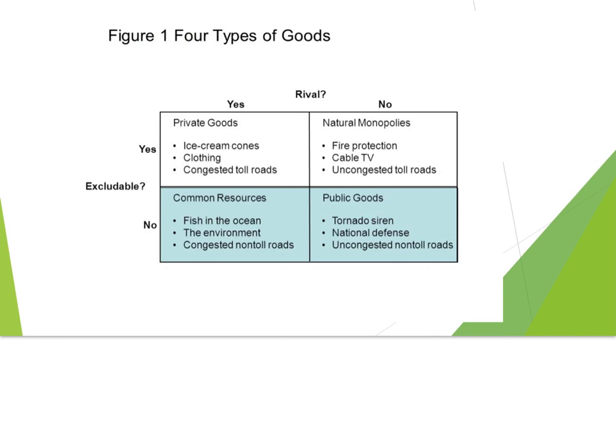Then our last unit, getting into government, we talked about whether or not goods are shareable, or in this case, rival. So can you share them? Are they rival? If they are rival, that means you can't share them. And if goods are excludable, meaning we're making people pay for those, those are the private goods like ice cream cones, clothing, congested toll roads.